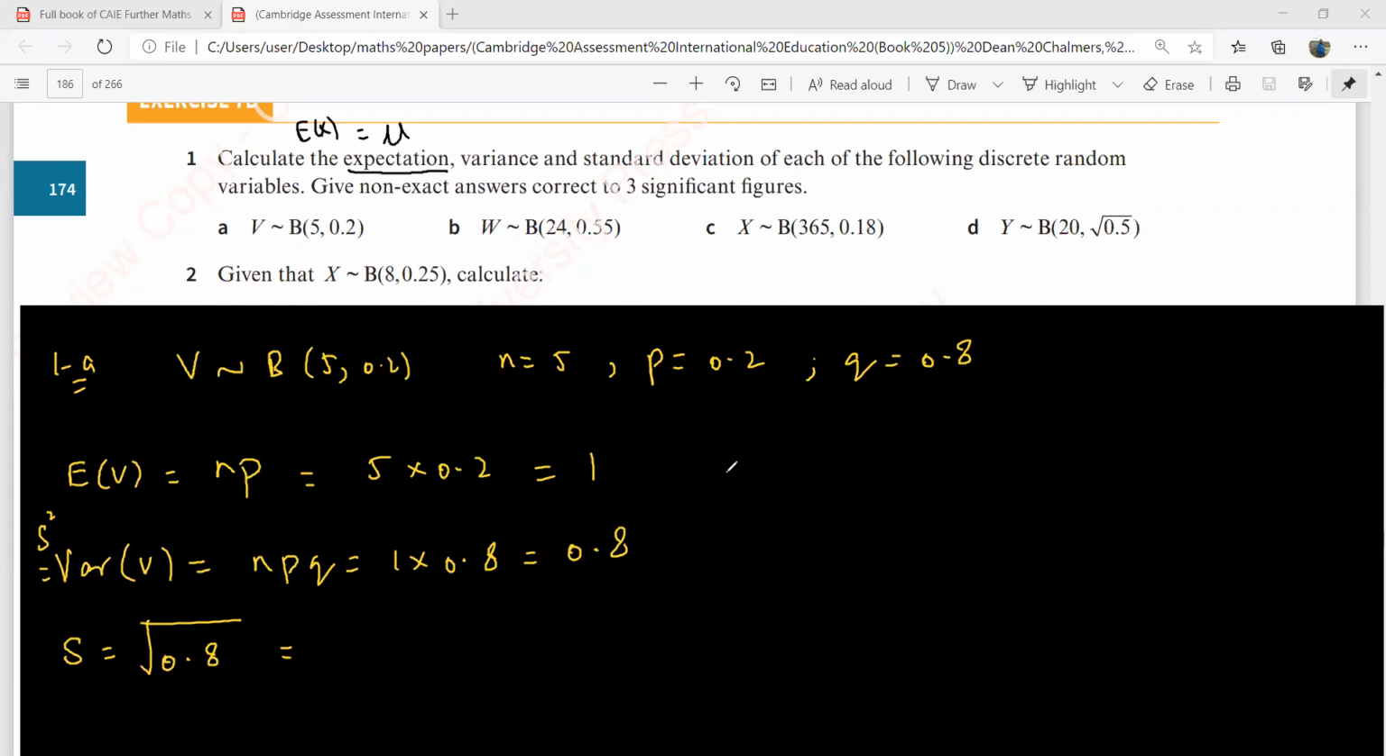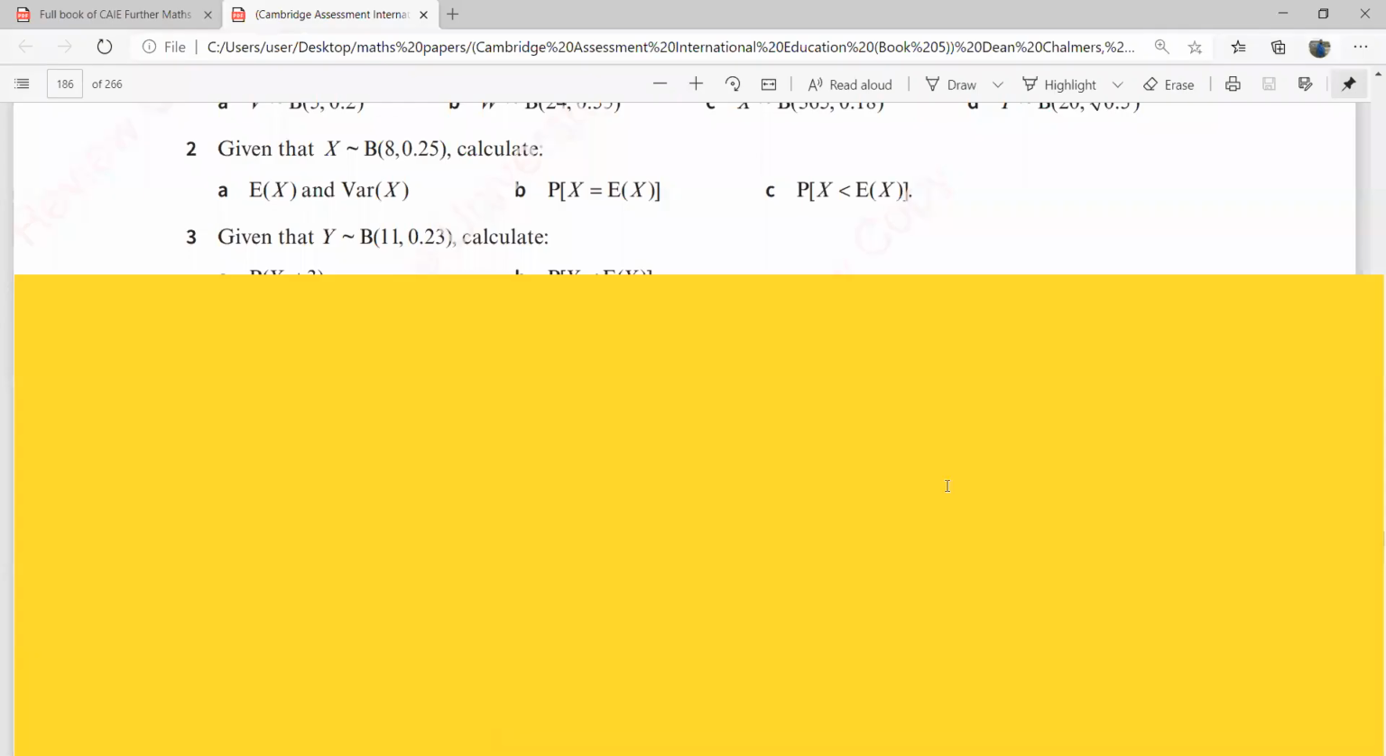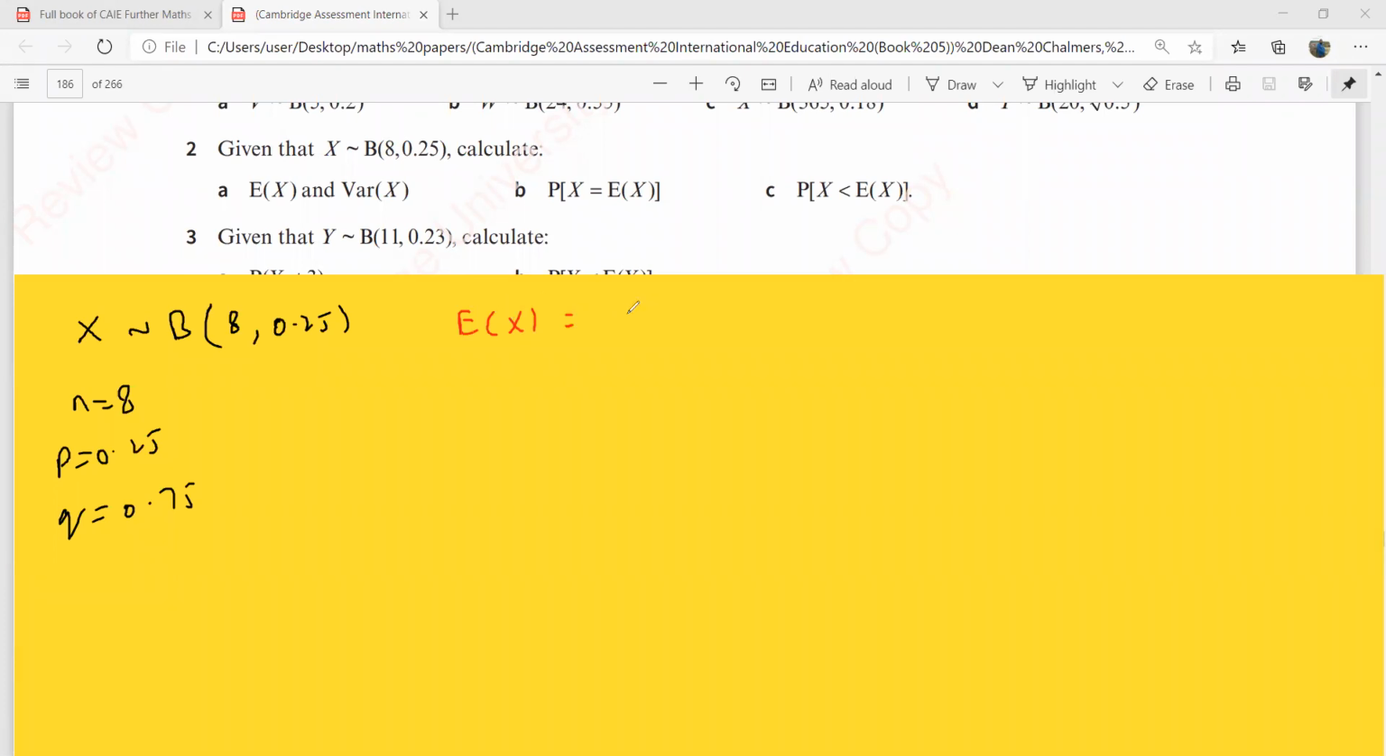Okay. And this way you can try some parts from this first question. Now look at this second question. Now, if you have started this, it says x is binomially distributed with this n as 8 and this p is 0.25. So your n is 8, your p is 0.25, and your q is 0.75. So you can find this E of x, that is np, 8 into 0.25, that is I think 2.